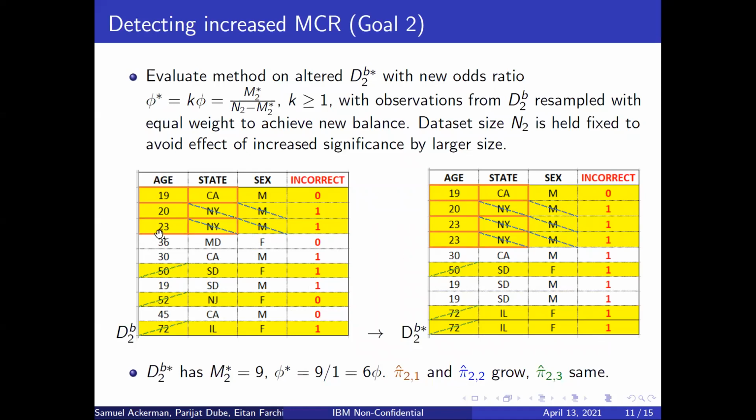So for example, the third observation here is resampled twice in the second data set, and the data set size is held fixed. So for example, this altered data set on the right has 9 misclassifications, that's M star, and it'll have a new odds ratio of 9/1, which is 6 times phi, which was 1.5. So the K multiplier here is 6, and you'll see in this case the orange and blue slices grow, while the green one stays the same.